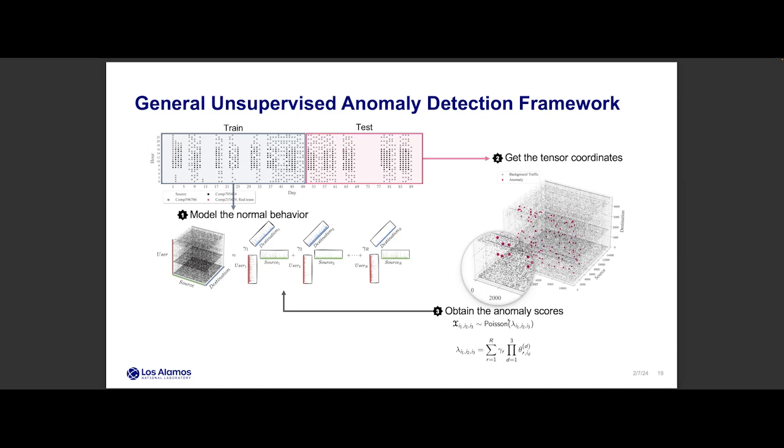So at test time, when you get a new authentication event, you can go into your factors and calculate how likely this event is to happen given what I saw in the past. We model this under the Poisson distribution to get p-values, which will represent the anomaly score, for example.